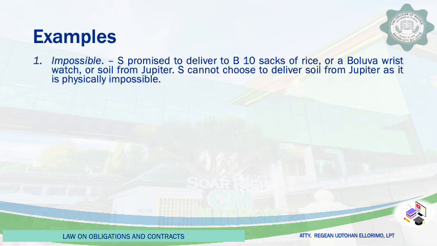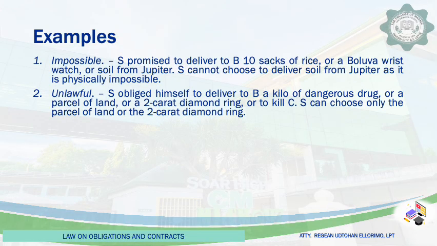Okay, so nata example. So sa impossible, no? S promised to deliver to B 10 sacks of rice or a wristwatch or soil from Jupiter. So here, S cannot choose to deliver soil from Jupiter as it is physically impossible. With regards to unlawful, here we have S obliging himself to deliver to B a kilo of dangerous drug or a parcel of land or a 2-carat diamond ring or to kill C. So S can choose only the parcel of land or the 2-carat diamond ring because the kilo of dangerous drug and to kill C is unlawful.